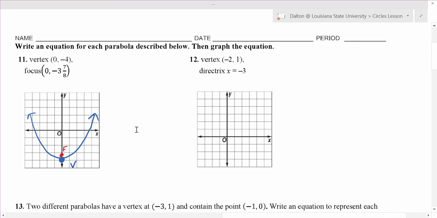I know it's going to have the form y equals a times (x minus h) squared plus k. So the deal is, if I know the vertex, I already have h and k. I know y is equal to, I don't know a, so I'm going to leave that there. (x minus h) is 0 squared, and then plus k is just minus 4. So the only thing that I need to figure out is a. Well, that's where the vertex comes into play.